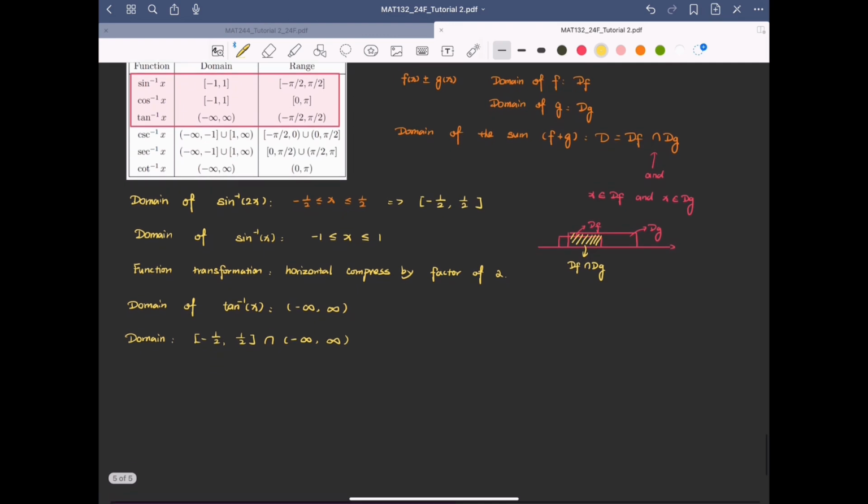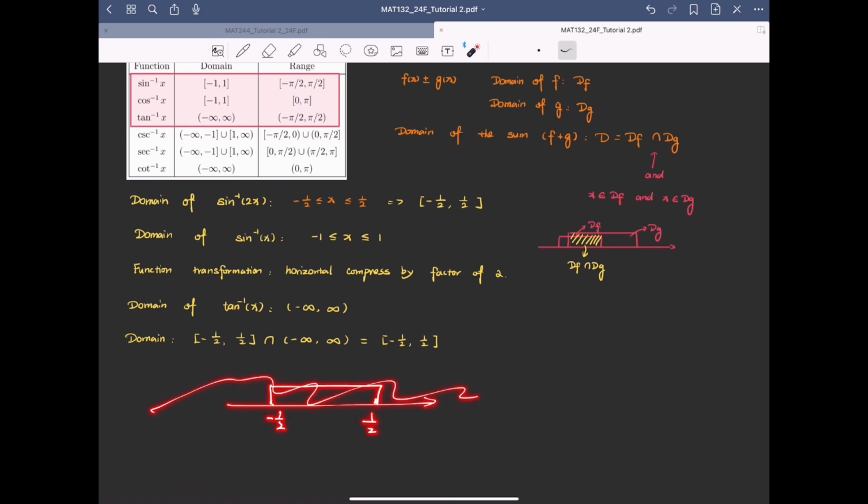And this is basically negative 1 over 2 to 1 over 2. Because this is everywhere, but this is only this part, if you have a real number line, this is the first one, and everything else is the second one, right? So their intersection is just this part, which is negative 1/2 to 1/2. So this will be the final answer.